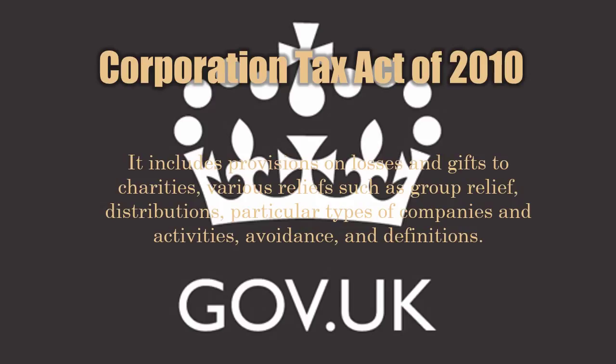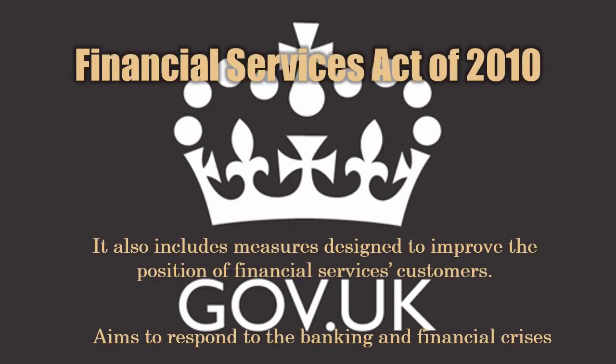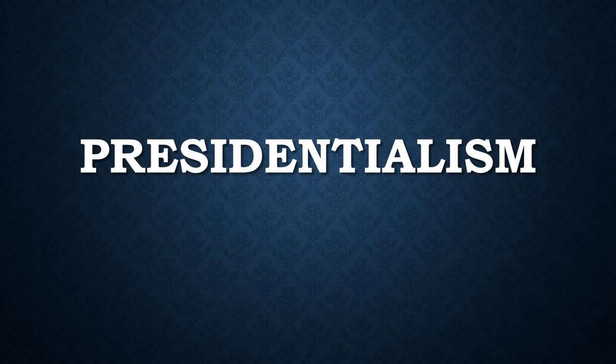The next is the Cooperative and Community Benefit Societies and Credit Unions Act of 2010, which aims to give government support to collective private businesses. This policy is obviously an example of the effort of the Parliament to further spur economic growth. Next is the Corporation Tax Act of 2010 that includes provisions on losses and gifts to charities, various reliefs such as group relief distributions, particular types of companies, activities on the other side of the avoidance spectrum, and definitions.